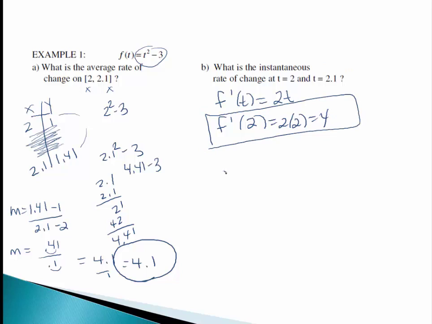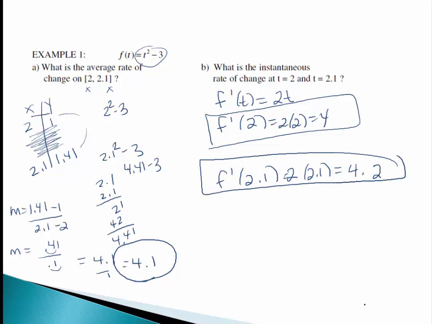I'm going to do the same thing now at the point 2.1. Think about this for a second: at 2, the slope is 4, and then at 2.1, the slope is 4.2. So it's a little bit steeper. It's telling me my function would be going upward like this. We would already know that by graphing it ourselves, but this gives an idea of what the slope is going to do in the actual picture.